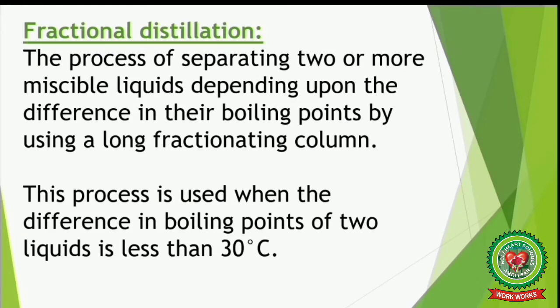The next method is fractional distillation. When the difference in the boiling points of two or more miscible liquids is less than 30 degrees Celsius, then we use this method, fractional distillation. This process is the same as distillation, but in this process, the vapors are passed through a long fractionating column. It is the process of separating two or more miscible liquids depending upon the difference in their boiling points by using a long fractionating column. This process is used when the difference in boiling points of two liquids is less than 30 degrees Celsius.